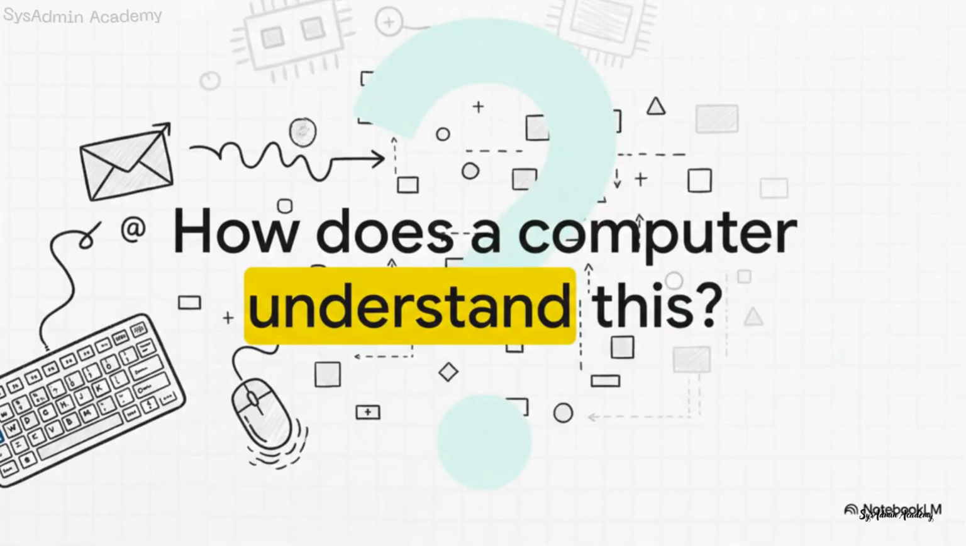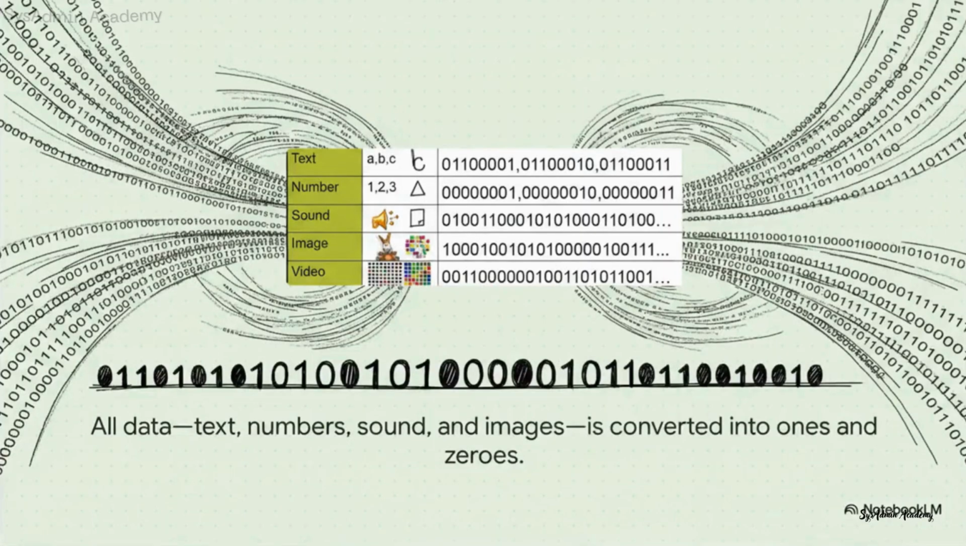So think about this for a second. Every time you type a letter, send an email, or even just wiggle your mouse, have you ever really stopped to wonder what is actually happening inside that machine? How does this hunk of metal and plastic, this collection of silicon and copper, have any idea what you're trying to tell it? Well, the answer is actually surprisingly simple.